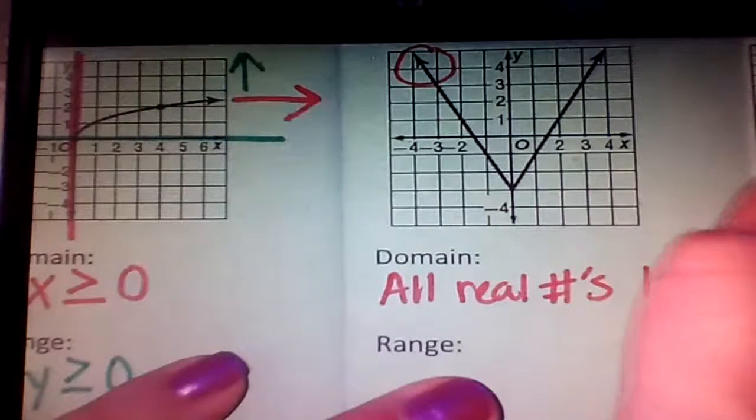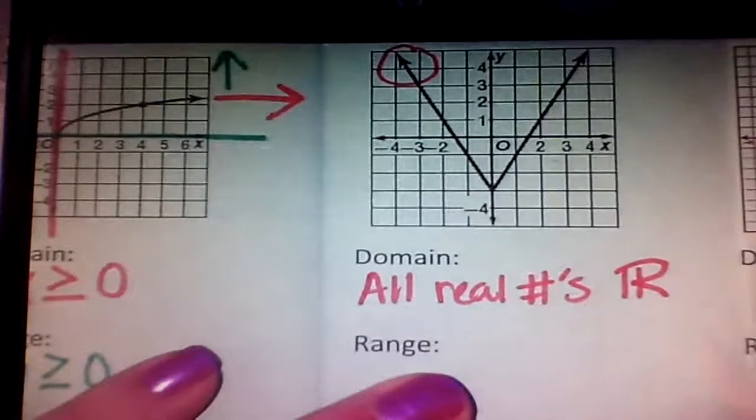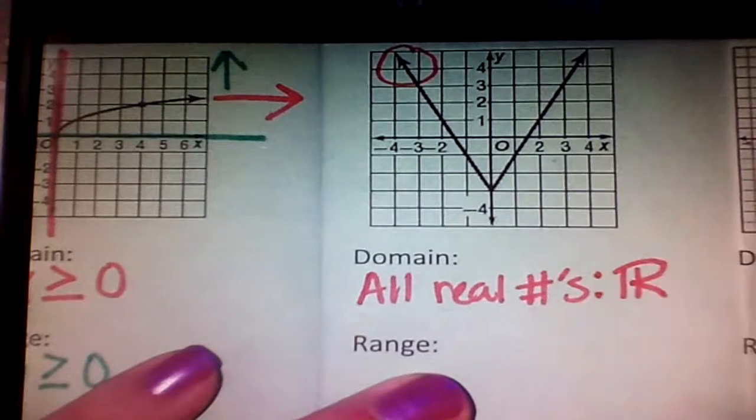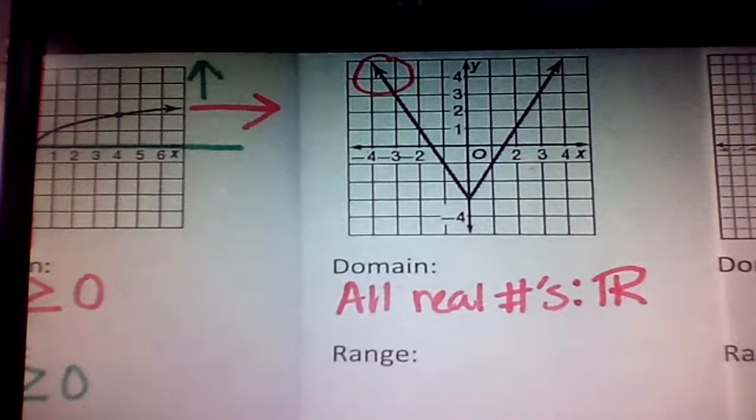They also, that symbol looks like this. All real numbers. Is that like I and R? It's like, I don't know, it's just like an extra line on the outside of the R.